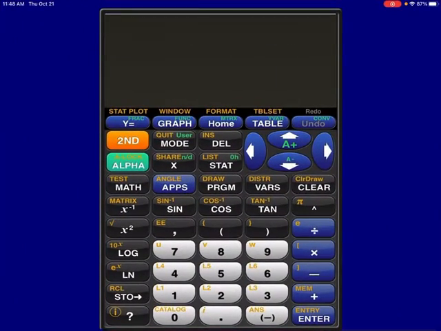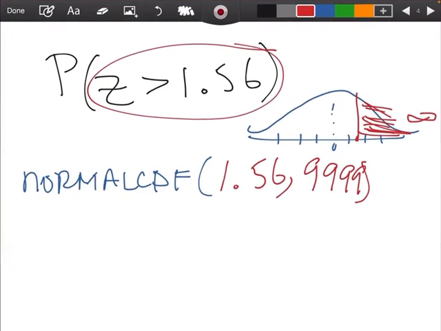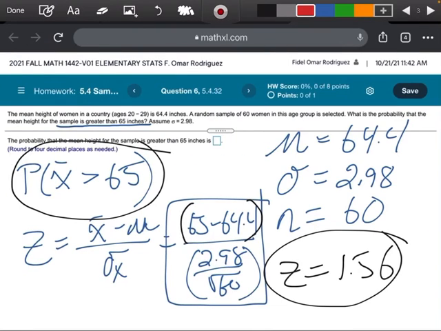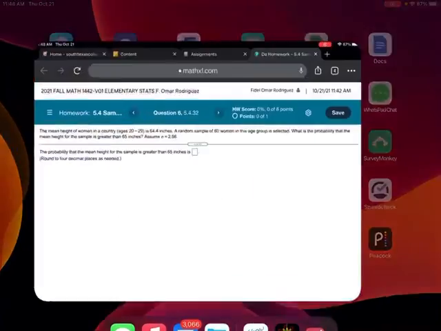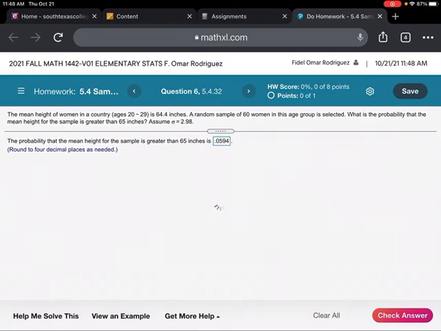Now let me grab my calculator again. We're going to clear this. We're going to go second, vars, and use normal CDF, 1.56, comma, and then a whole bunch of nines. I'm coming up with 0.0594. So when I come back here, I would put this number in, 0.0594. Let me double check that for us. Here it is, 0.0594. We're going to check it, and we got it.